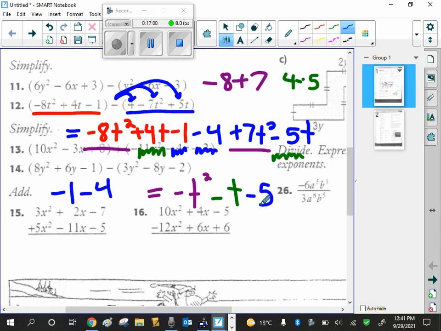Let's do try 14 now. On your own. 14 on your own. It's getting better and better and better.